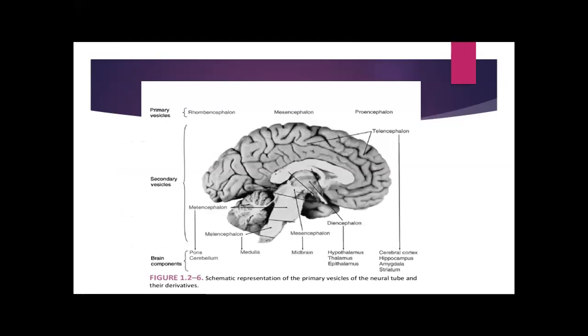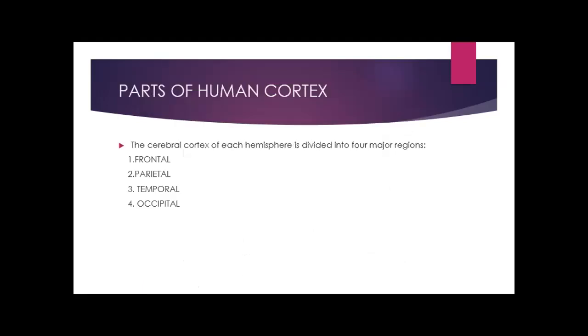The metencephalon forms the pons and cerebellum, while the myelencephalon forms the medulla. The mesencephalon forms the midbrain. The diencephalon forms the hypothalamus, thalamus, and epithalamus, while the telencephalon forms the cerebral cortex, hippocampus, amygdala, and striatum. There are 4 parts of the cerebral cortex of each hemisphere, which is frontal, parietal, temporal, and occipital.